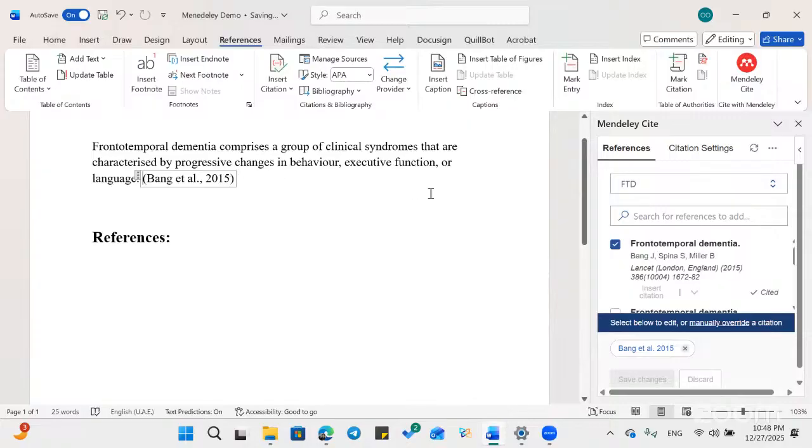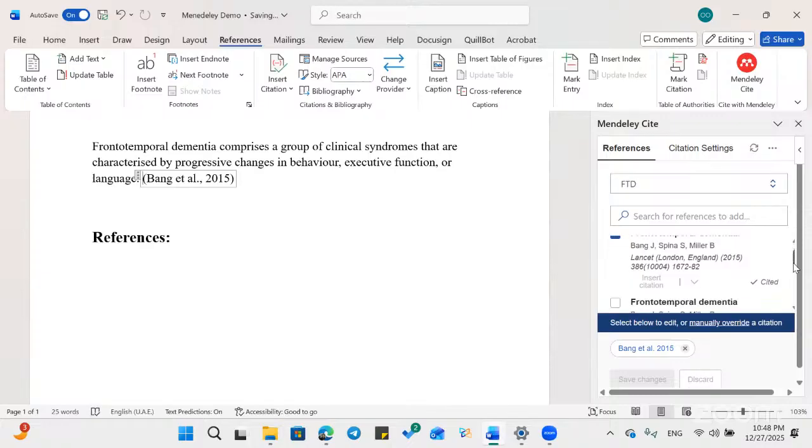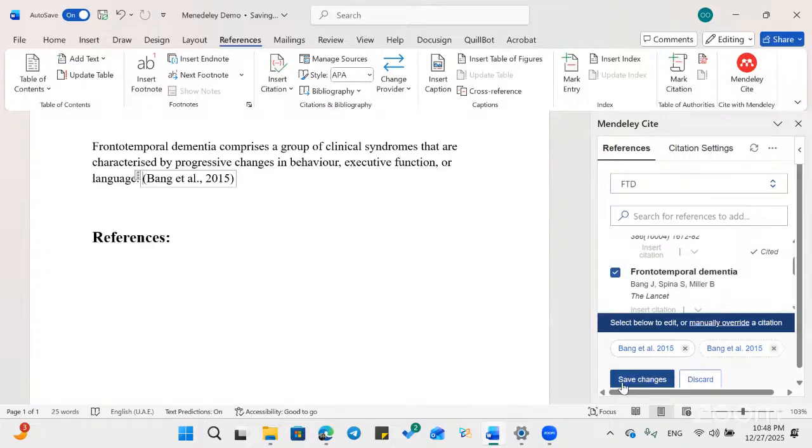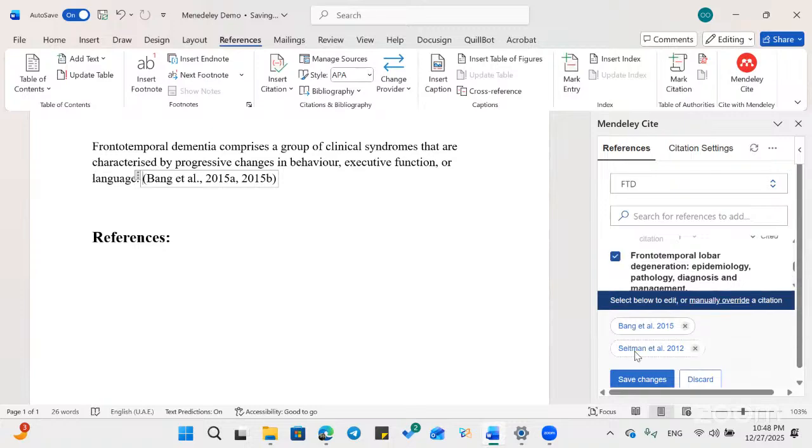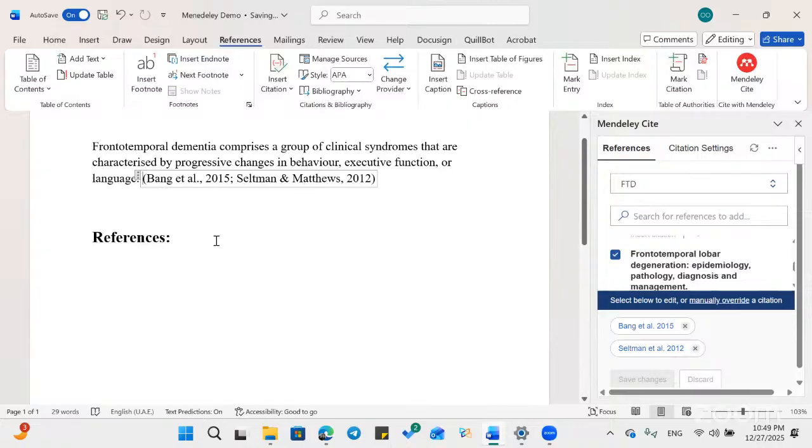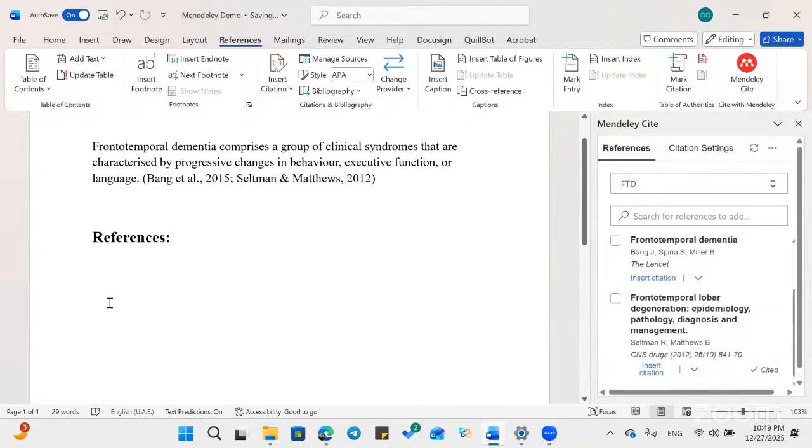Say that I want to cite more than one paper at the same time for the same sentence. I can select more than one and just click Save Changes. And as you can see, the two papers have been cited here.